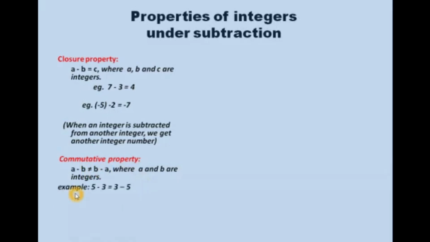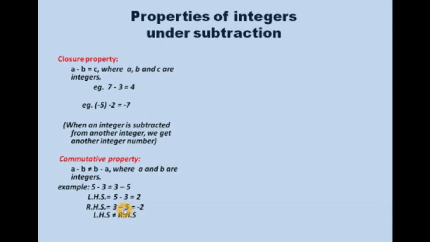Let us prove from this example. Integer 5 subtracts integer 3 is equal to integer 3 subtracts integer 5. Can the left side and right side be equal? Left hand side, integer 5 subtracts integer 3, we get integer 2. Right hand side, integer 3 subtracts integer 5, we get minus 2.